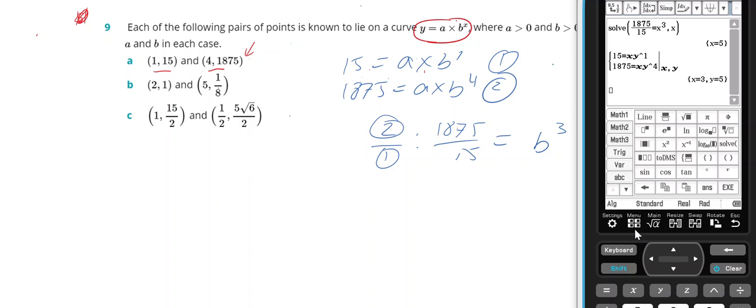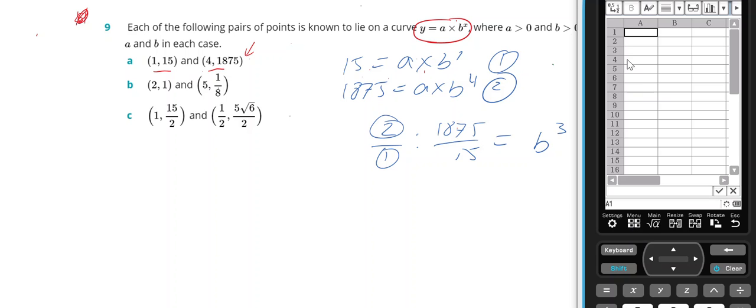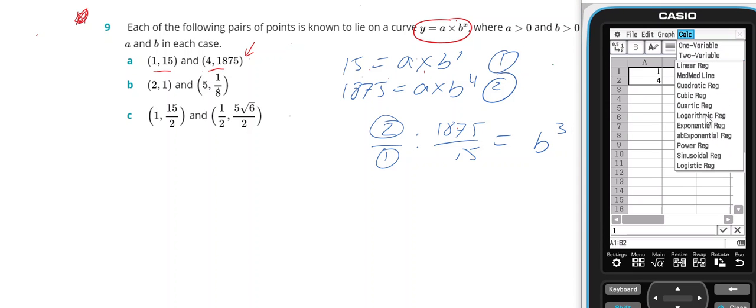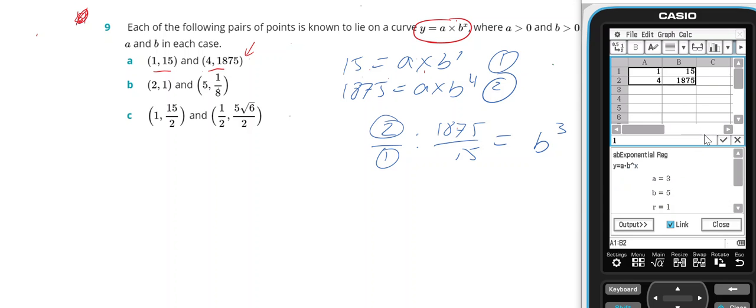The other way you can do it is through the spreadsheet. So you just enter the coordinates there: 1, 15, 4, 1875. Highlight, go Calc, Regression, ab exponential regression, and you can see you still get the same answer: a equals 5, b equals 3. So there are many ways to do it.